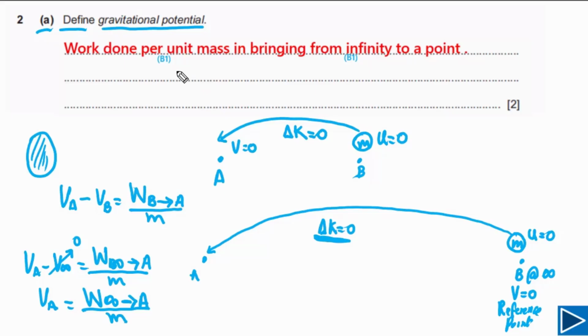This question has 2 marks. The first mark, if you have mentioned work done per unit mass, you will get 1 mark. And the second mark, if you have mentioned from infinity to that point, you will get the second mark. So this question has 2 marks. And these are B marks, so they have to be in your answer.